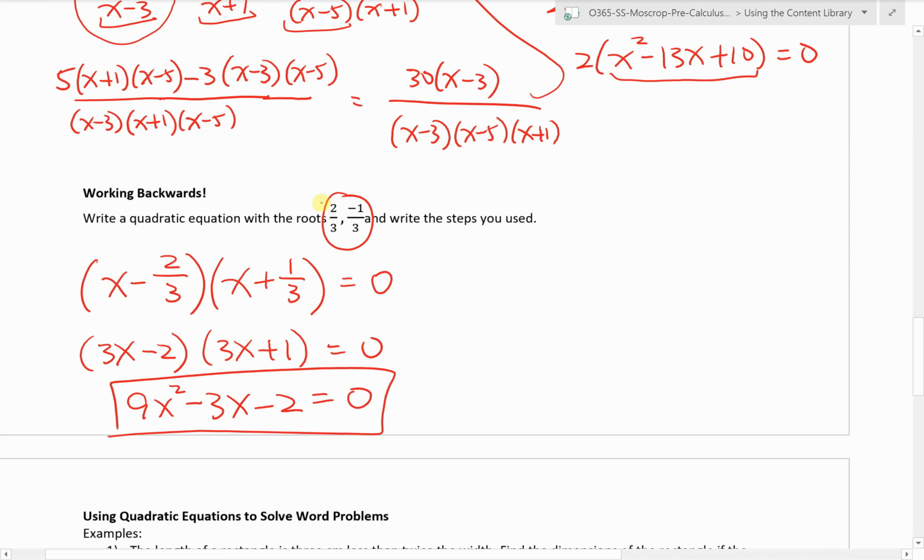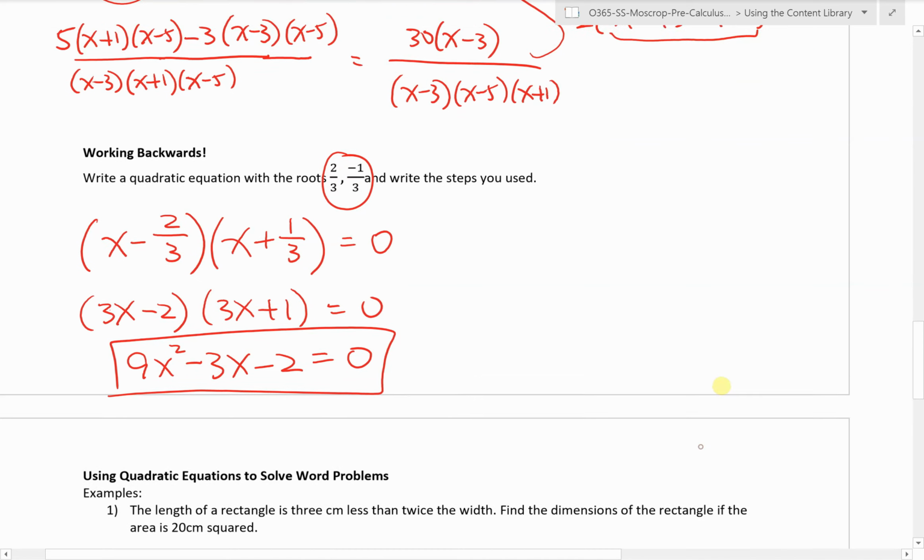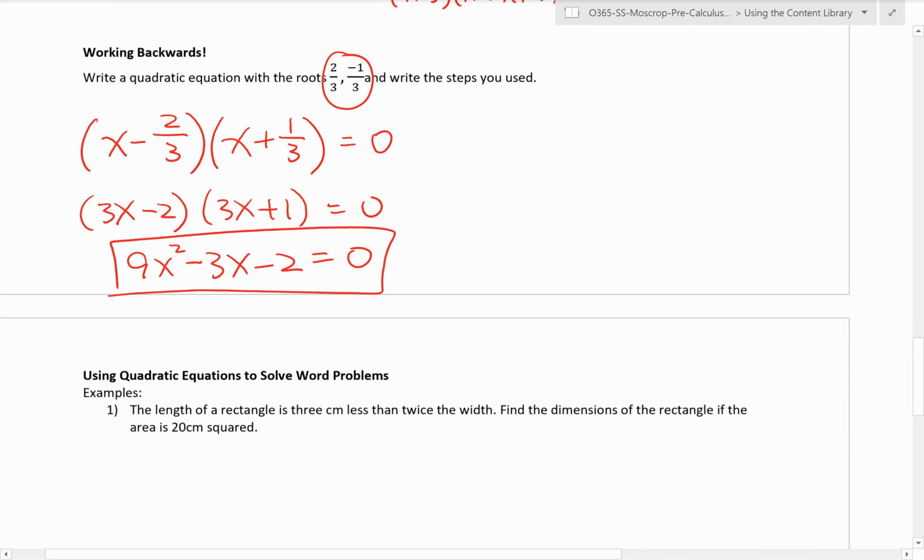Really, all you need to do is put this into the factor form. As fractions, that's fine. But then we can, again, get rid of that fraction by putting the denominator in front of the x. And that's going to work beautifully, just like that. Okay, so these are solving quadratic equations.